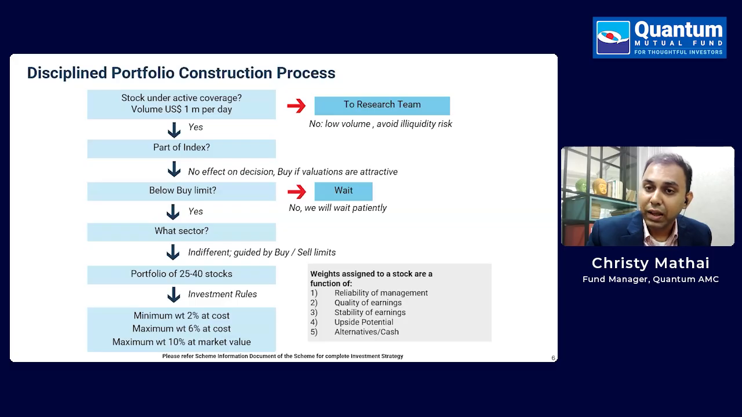Now, the position sizing at cost could be 2%, 4%, 6%. What decides where that number would be is the quality of earnings, the management pedigree across cycles, the stability of earnings, and possibly the upside potential in the stock that we see. So some of these factors decide whether a position in our portfolio should be 2, 4, or 6. 6 is the max that we could go to. At market, we let it run until 10% also.